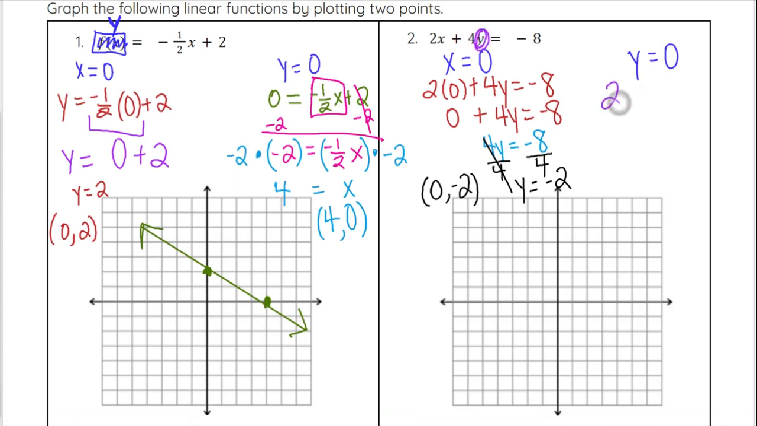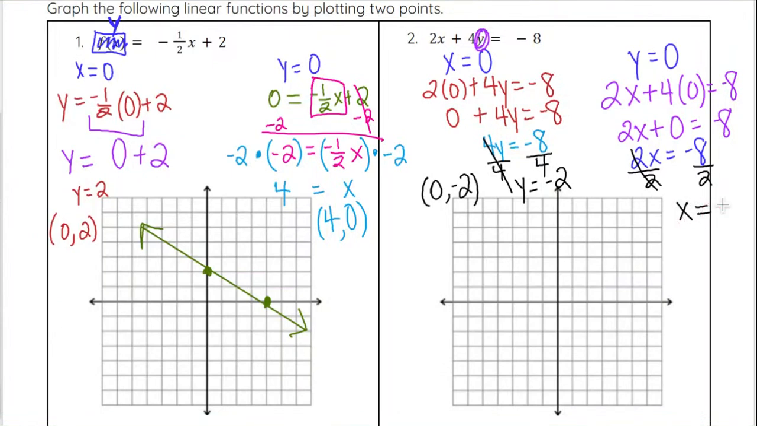Now for y equals 0, we'll put 0 in place of y. So we'll have 2x plus 4 times 0 equals -8. And then 4 times 0 is 0. So 2x plus 0 equals -8. Therefore, we have 2x equals -8. Divide both sides by 2 to isolate that x, and we get x equals -4. So our ordered pair here is going to be -4 for the x-coordinate, 0 for the y-coordinate.